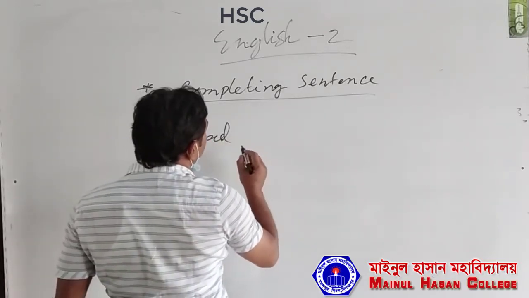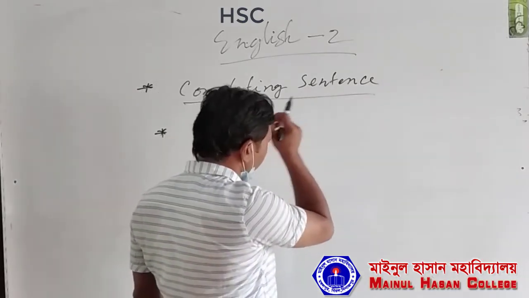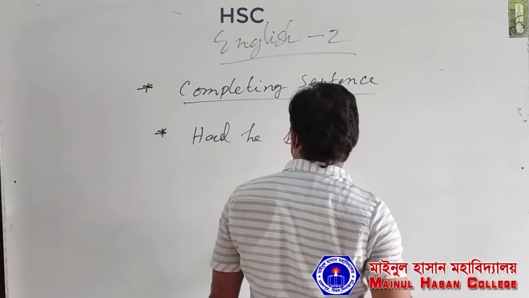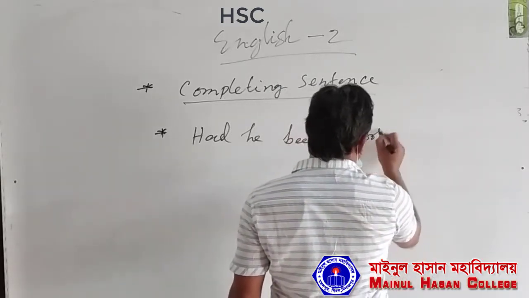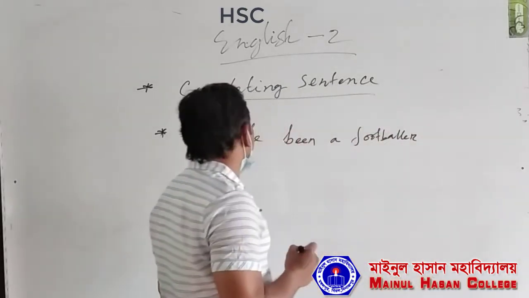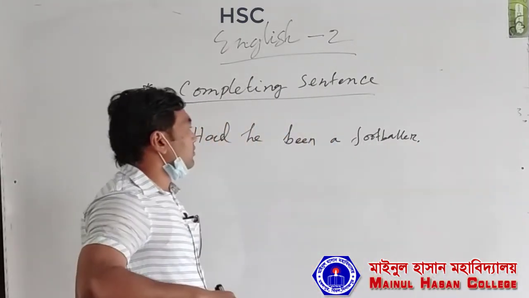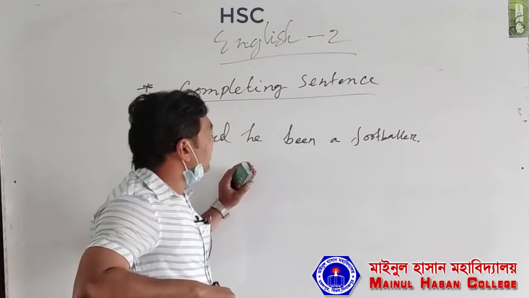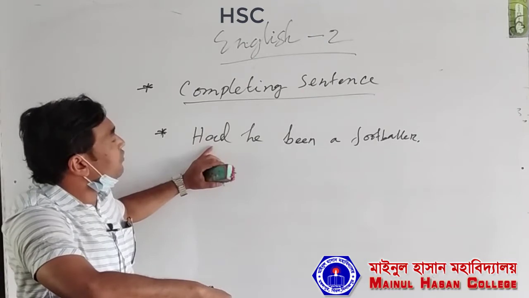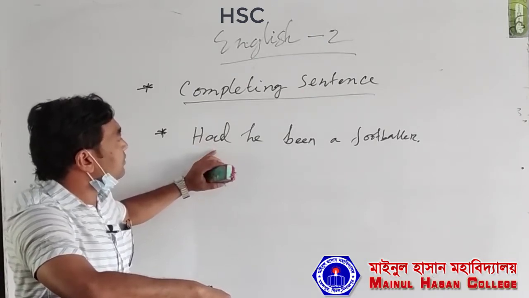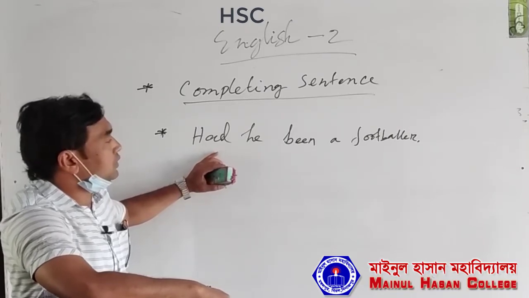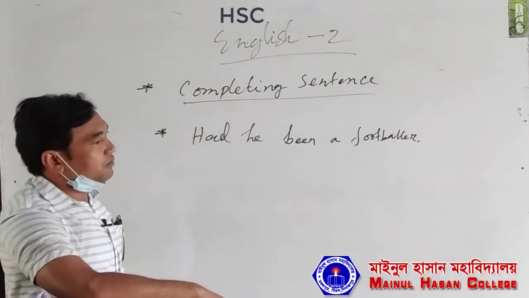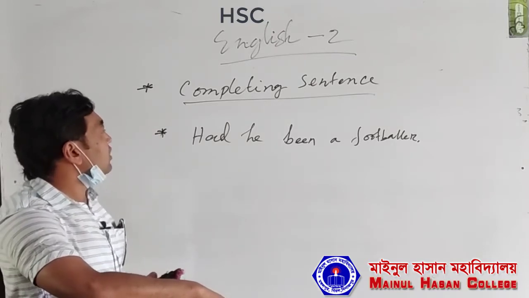Had I, had he, had he been a footballer. Had he been a footballer, যদি সে ফুটবলার হতো, ফুটবল খেলোয়াড় হতো. Just look at it, this is the past perfect tense, that means condition number 3. How? See, had equals if, that means had takes the place of if. Here had is working both as if and also as an auxiliary verb for the past perfect tense. That means he had been a footballer. Had is placed at the beginning of the sentence for if.